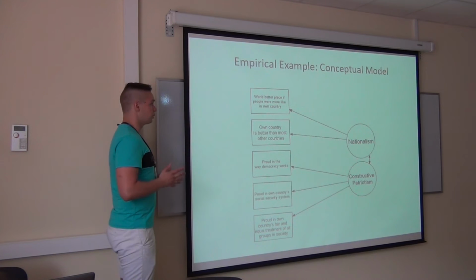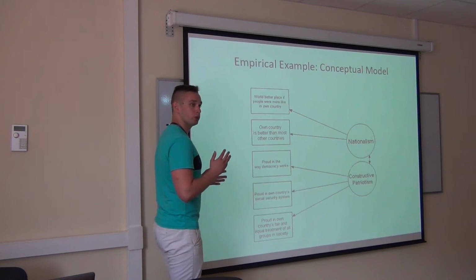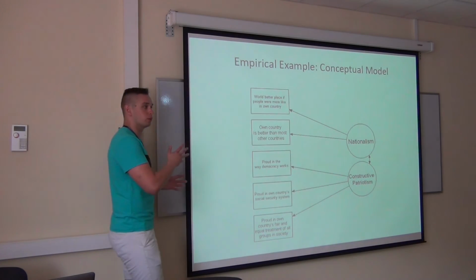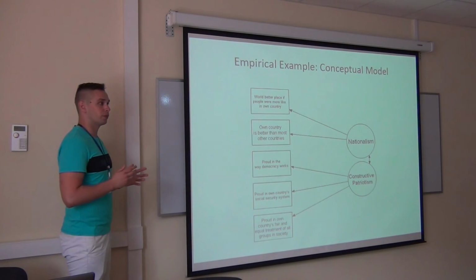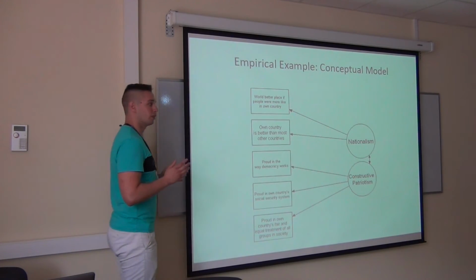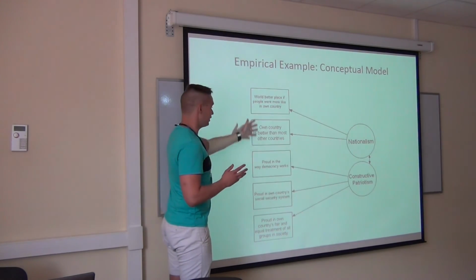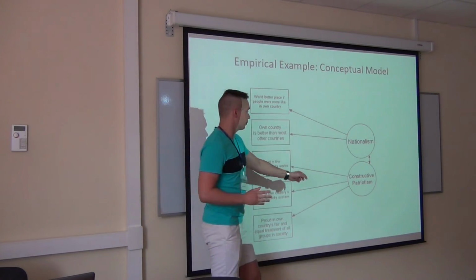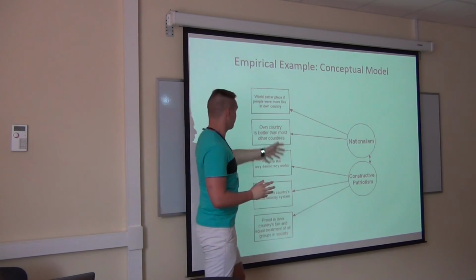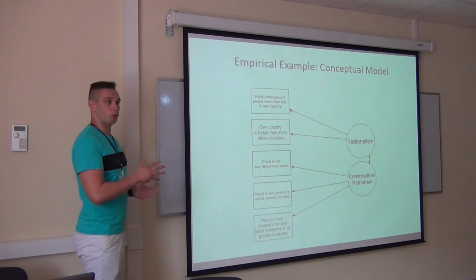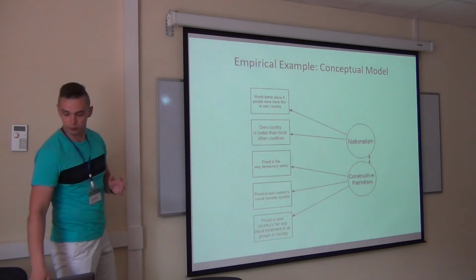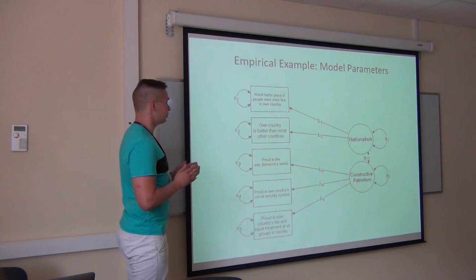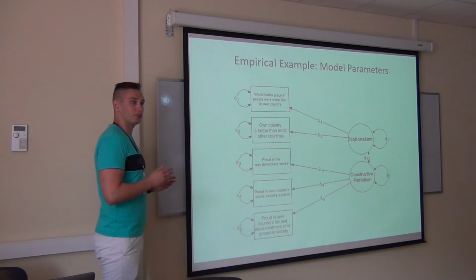So we have already counted 8 parameters in the model, but we also have an error term for each indicator. How many error terms are present in the model? 5. We have 5 indicators, so 5 error terms. So basically we have 5 plus 3 plus 5. In sum, we have certain parameters in the model, and this figure verifies our computations.